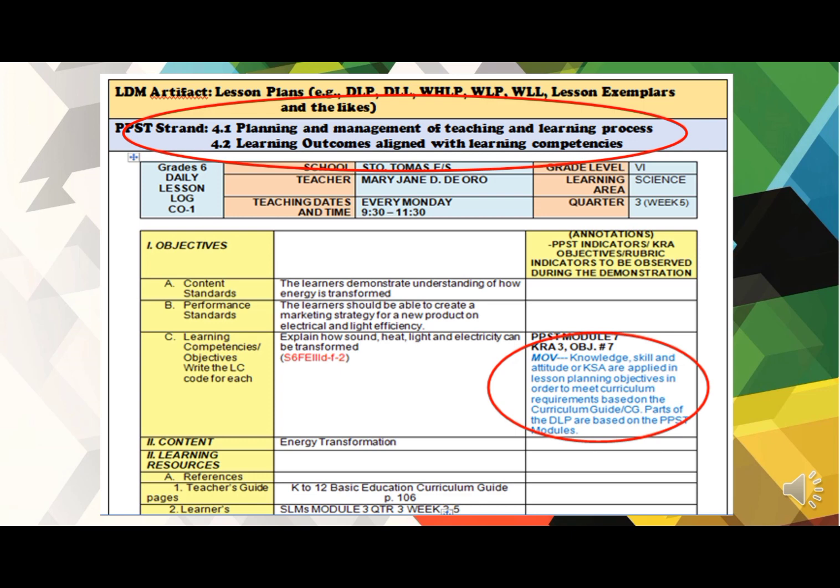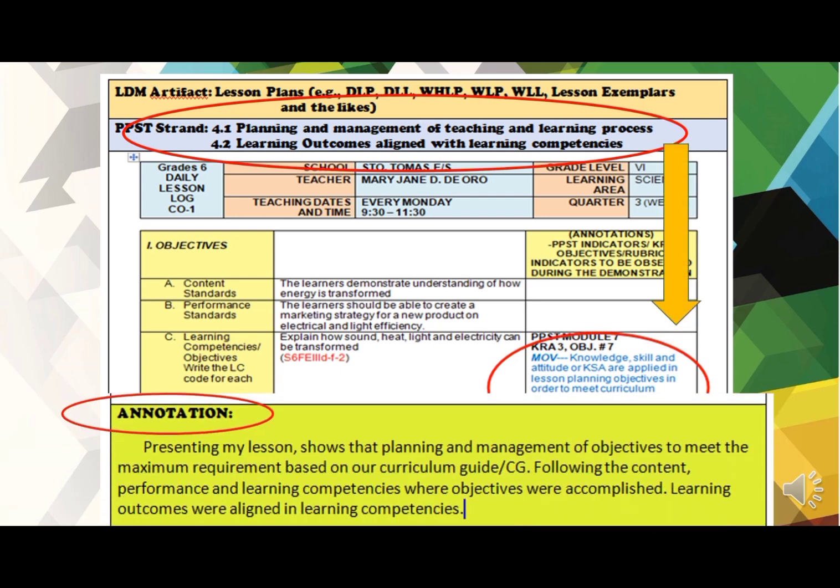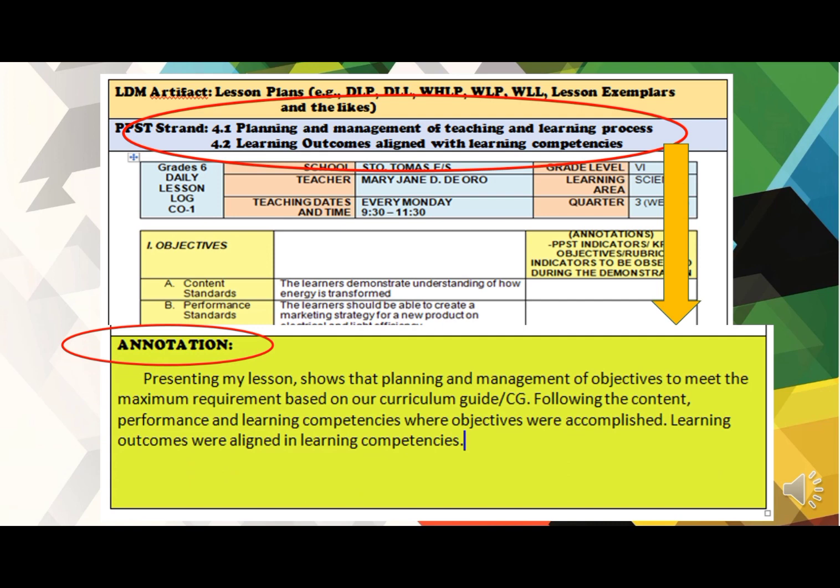As I have mentioned a while ago, pwede pong ilagay lang yung part na kung saan mo na-attain or na-achieve or naipakita yung strand ng PPST. So in my case, I have the PPST for content knowledge, skills, and meeting the curriculum requirements for the curriculum guide and for the TLP based on PPST modules. Okay. So that's it. And don't forget to write an annotation.